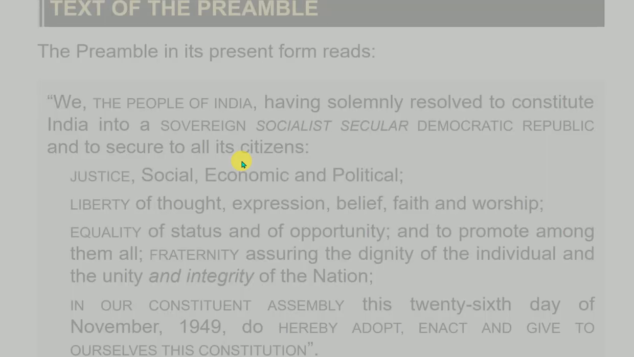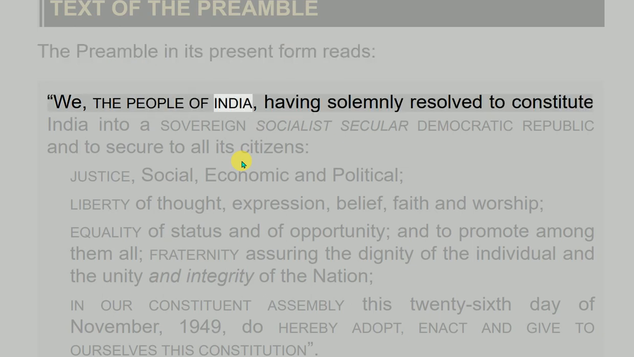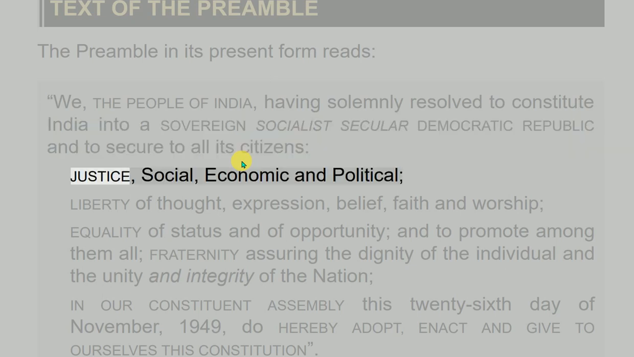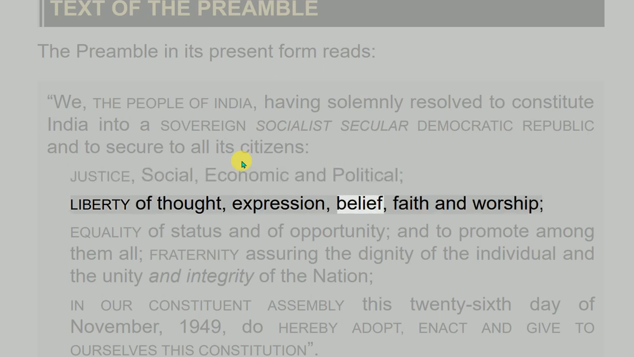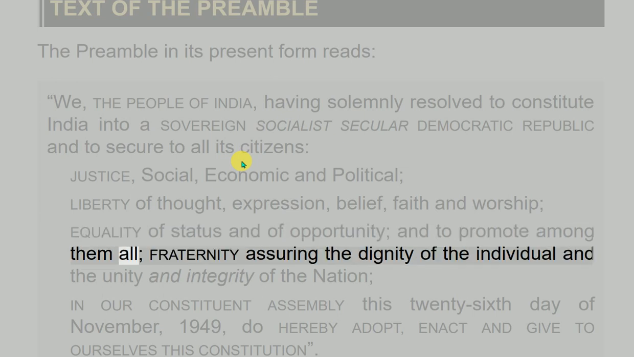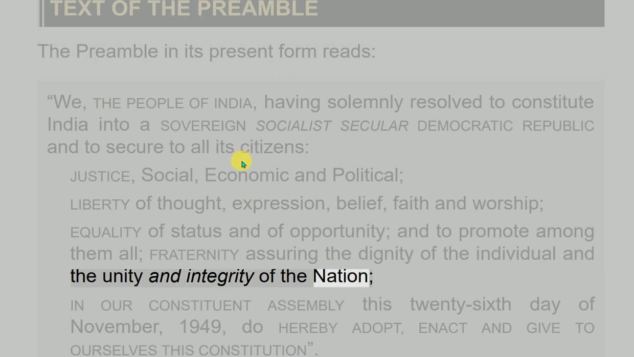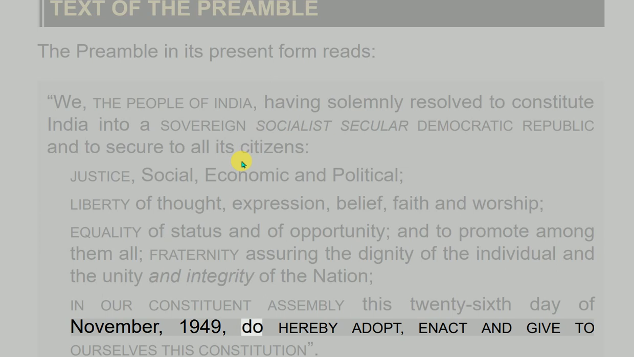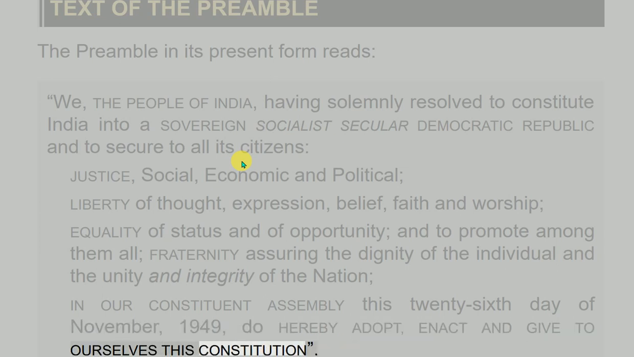Text of the preamble. The preamble in its present form reads: We, the people of India, having solemnly resolved to constitute India into a sovereign socialist secular democratic republic and to secure to all its citizens justice, social, economic and political, liberty of thought, expression, belief, faith and worship, equality of status and of opportunity, and to promote among them all fraternity, assuring the dignity of the individual and the unity and integrity of the nation, in our Constituent Assembly this 26th day of November, 1949, do hereby adopt, enact and give to ourselves this Constitution.